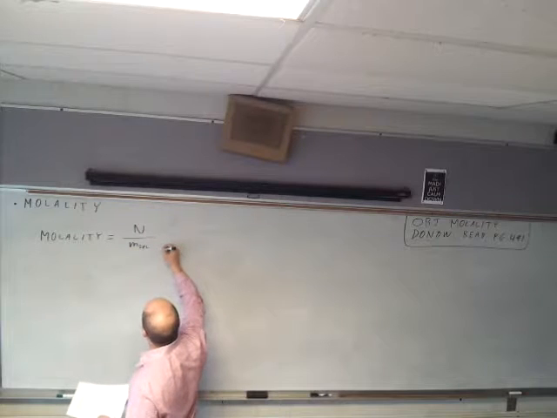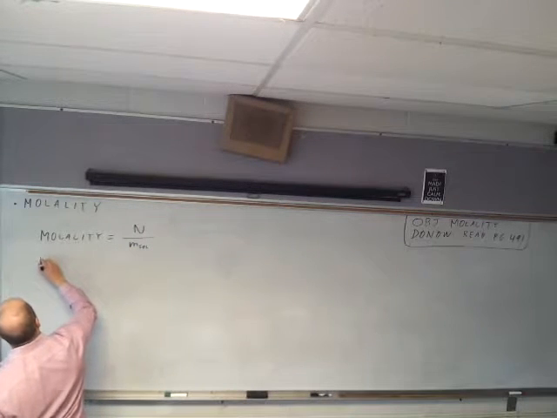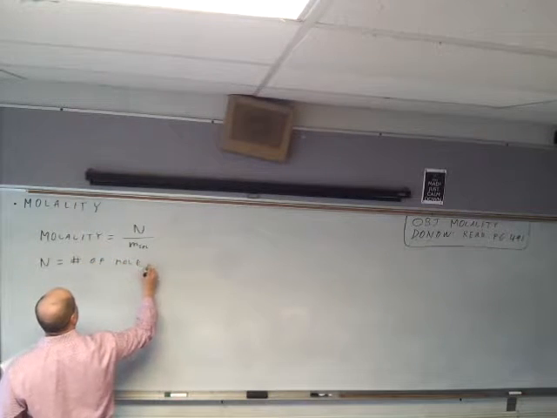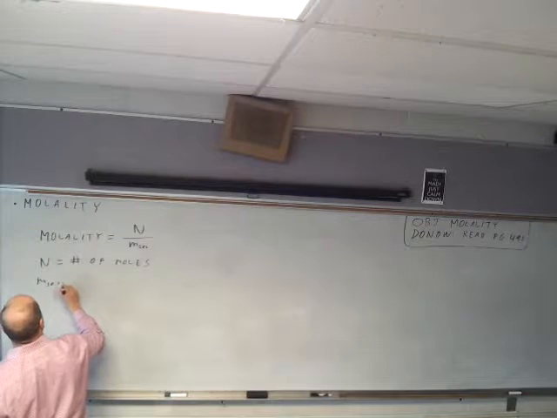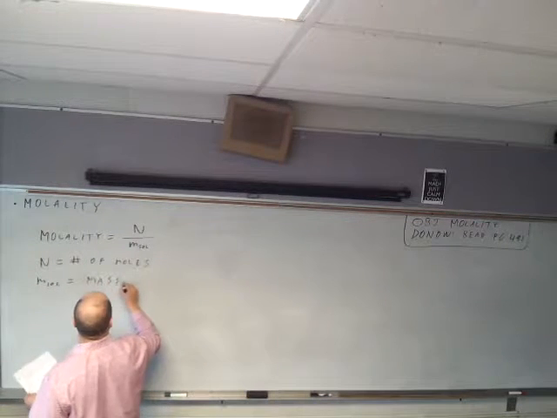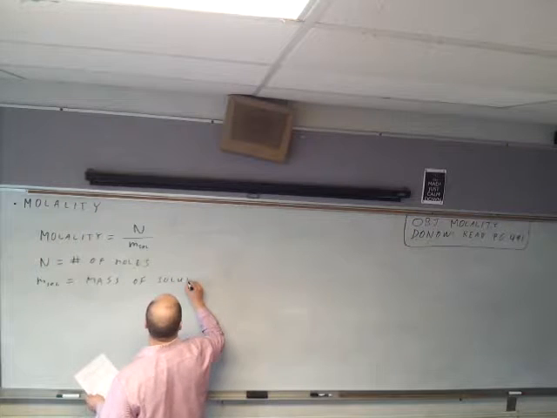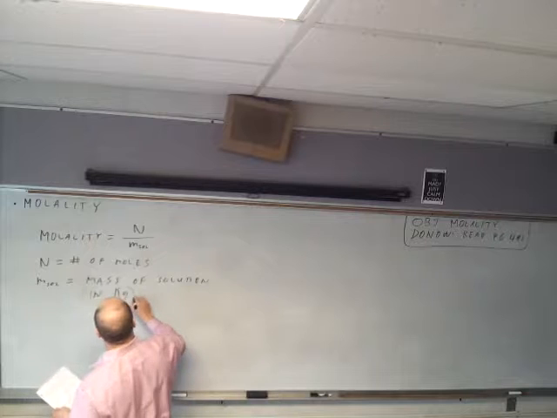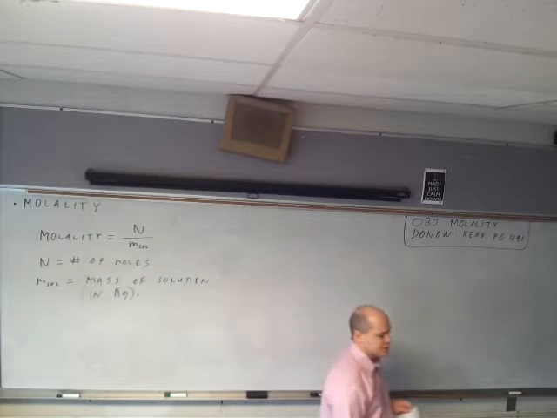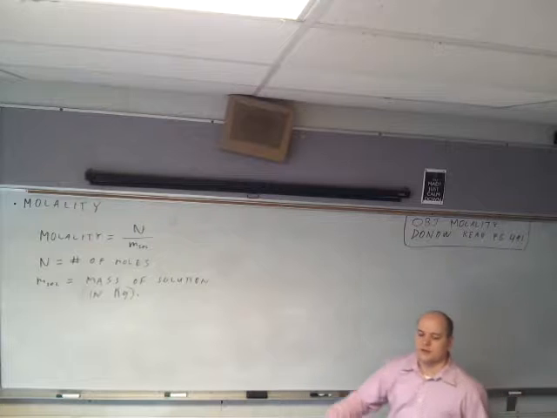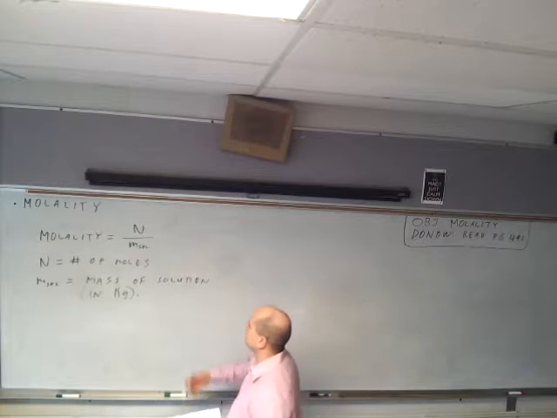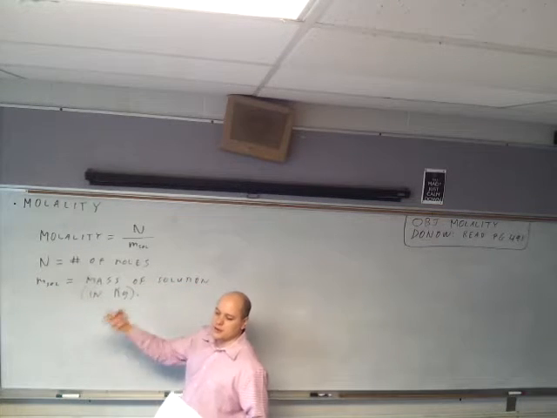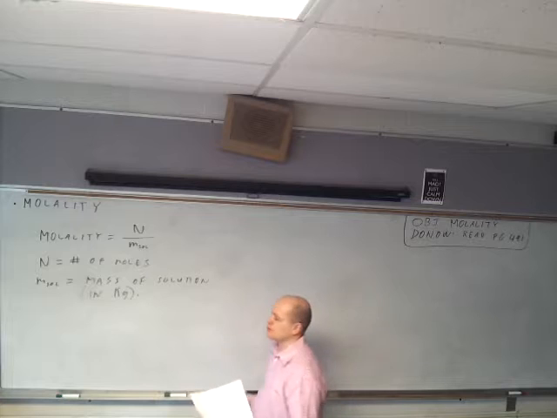This mass has to be in, actually let's list these things. N is number of moles, and M is mass of solution in kilograms. So you'll have to convert that probably, because most of the time we're going to measure out our solute in grams, probably the same for our solvent, and then we'll add them together. So that's all you're doing for M here. You're taking the mass of the solute you're adding plus the mass of the water and adding them together. That's the mass of the solution.